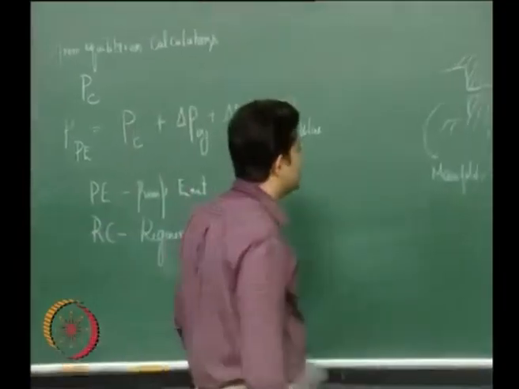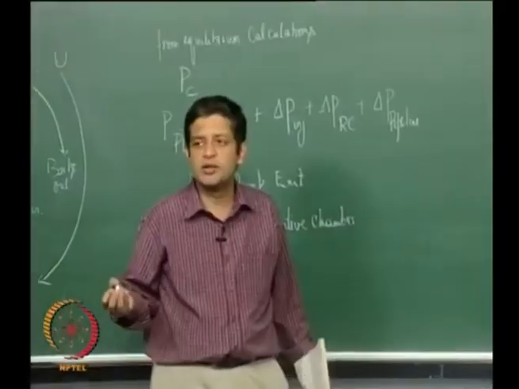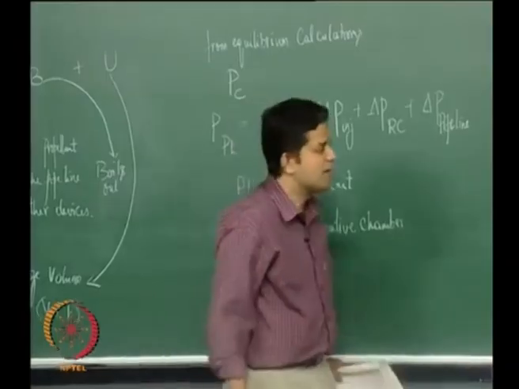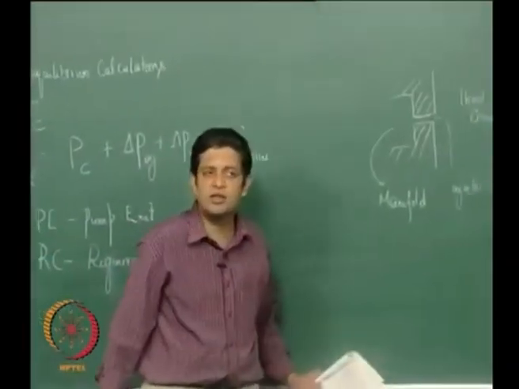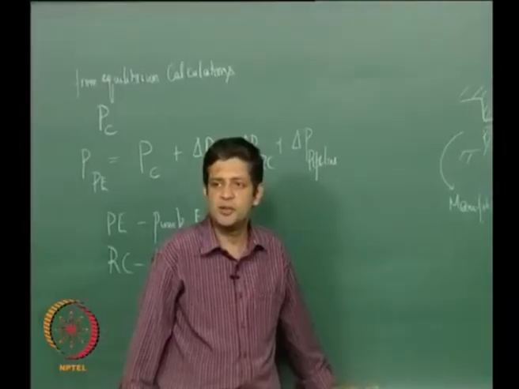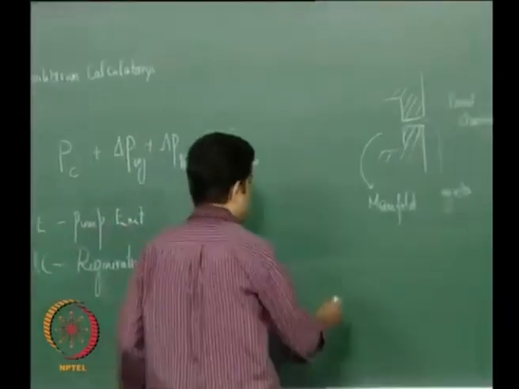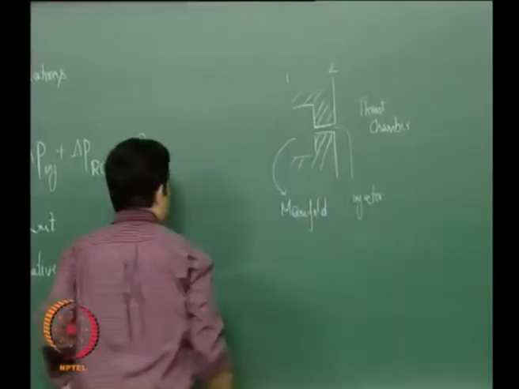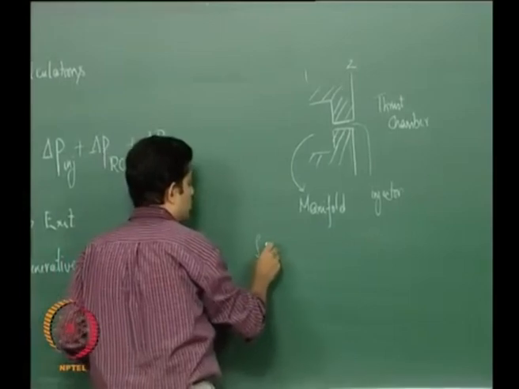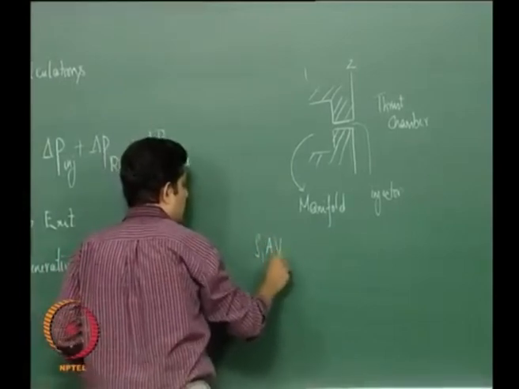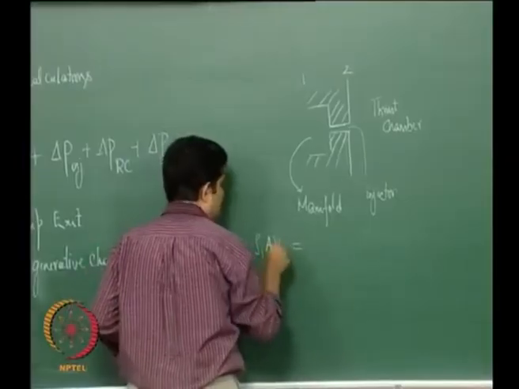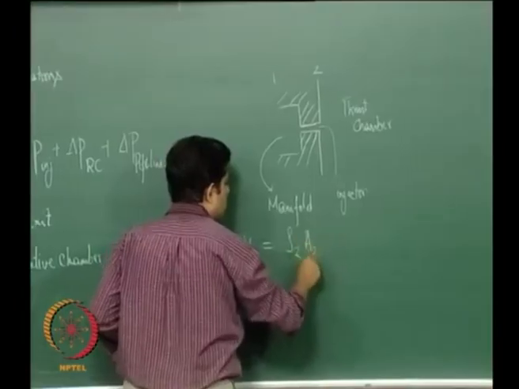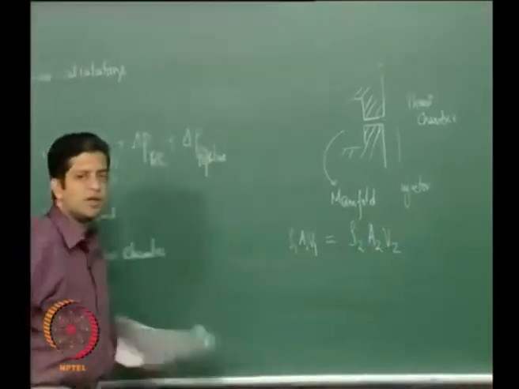So, if you are having incompressible liquids, then what are the things that you need to consider? Equations of mass conservation and momentum conservation. Momentum conservation in this case, because density is constant, you can use Bernoulli's equation, right. So, let me call this point as 1, this point as 2. So, rho 1 A1 V1 must be equal to rho 2 A2 V2, right. This is mass conservation.